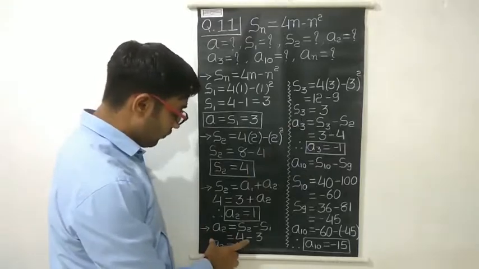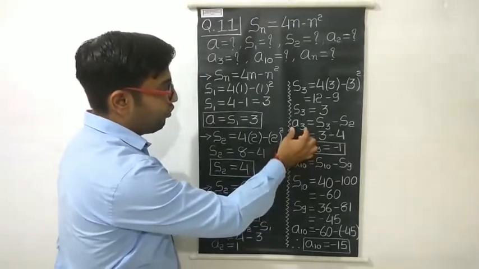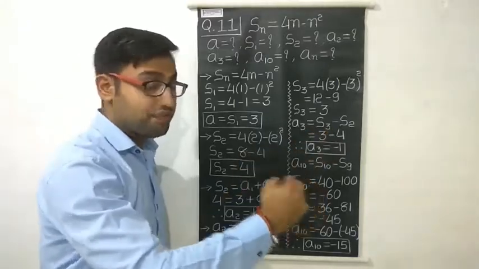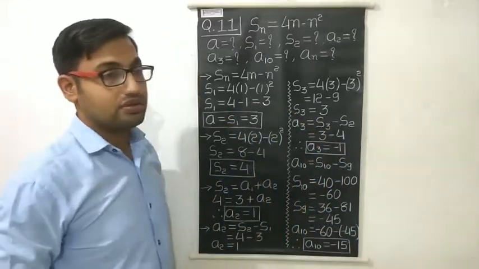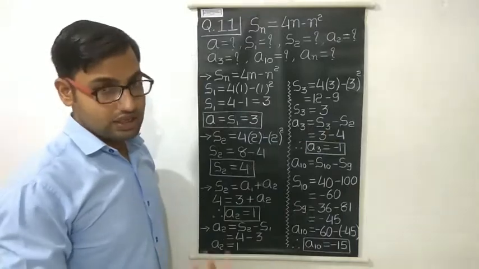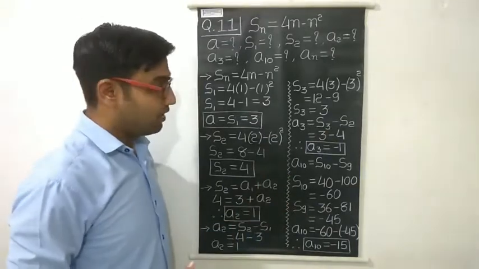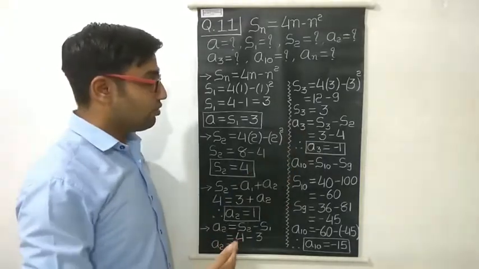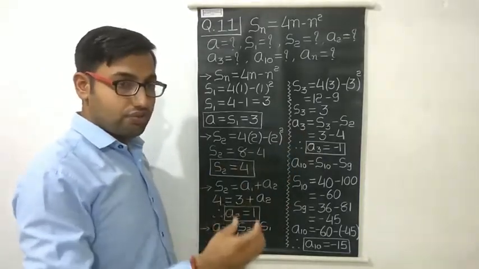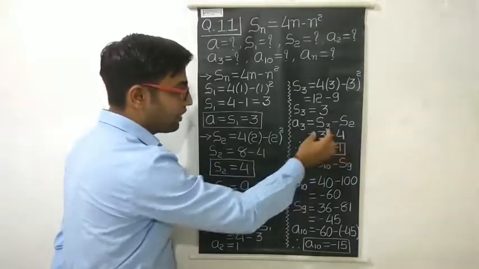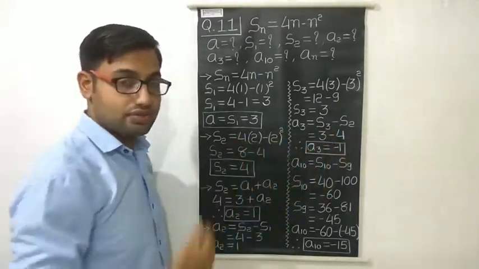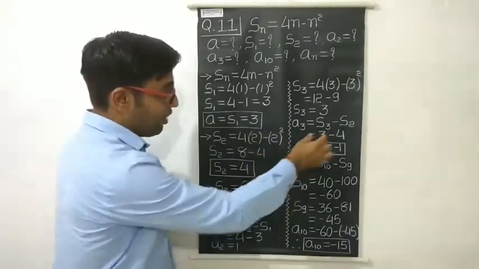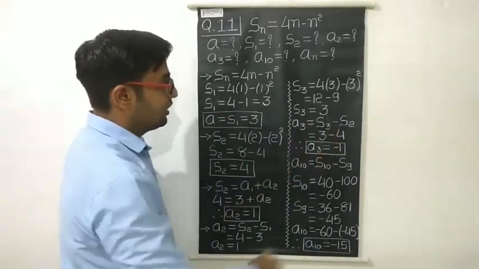Now according to this formula, we can get the value of A3 as the sum of the first three terms minus the sum of the first two terms. Logically, to get the third term, we have to subtract the sum of the first two terms from the sum of the first three terms. Right? So what will remain? The third term will remain.